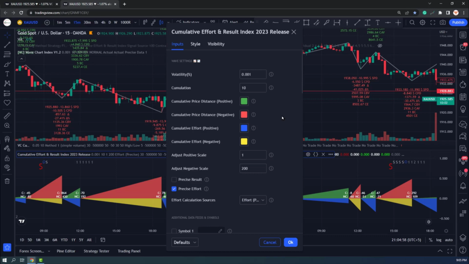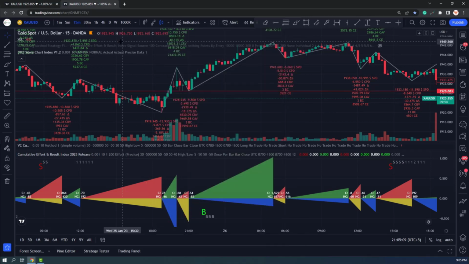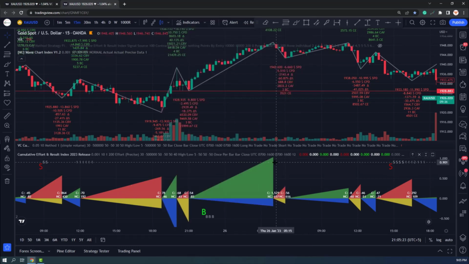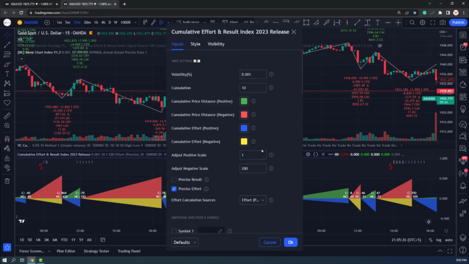Let me go into the settings. These 2 settings, the volatility percentage and the accumulation, are the same settings that I have already mentioned in our previous session. You see here, these are the same settings. Both values should be synced with each other. The recommended values are 0.5 for gold in the 15-minute time frame.